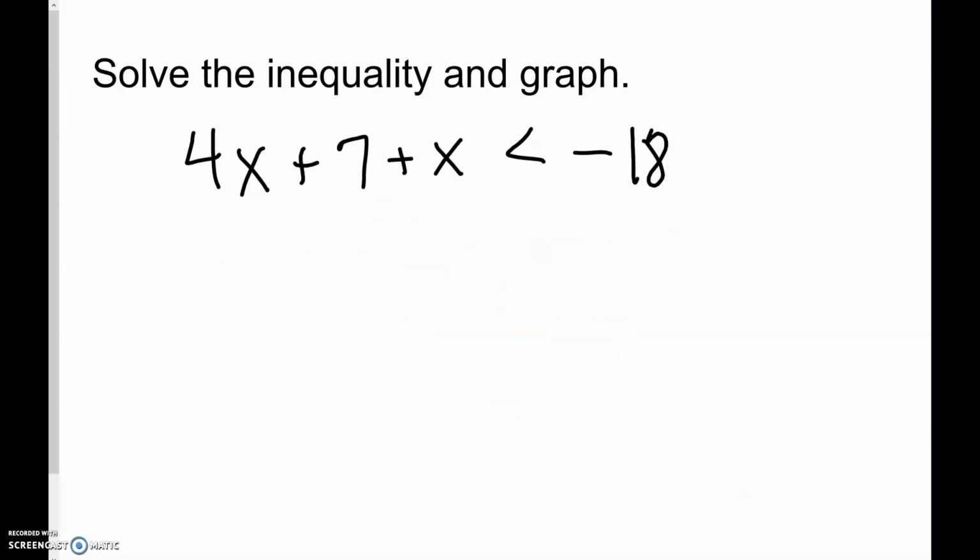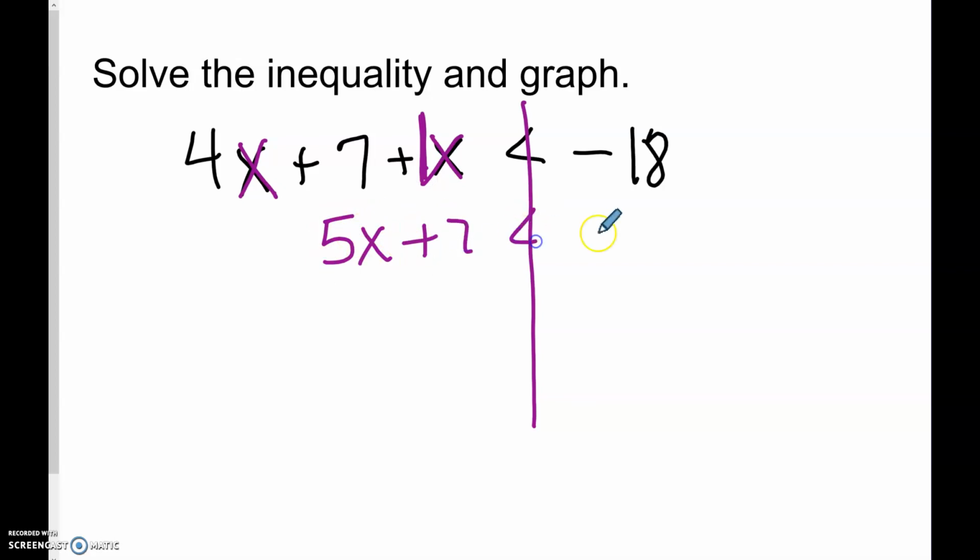All right, in the next problem, it looks like we have an x and an x. These x's are on the same side, so I'm going to combine like terms, and I'm going to do 4x plus, and remember, we put that 1 in front of here, so we have 5x. Now, how do I move this 7? I'm going to subtract 7 from both sides.